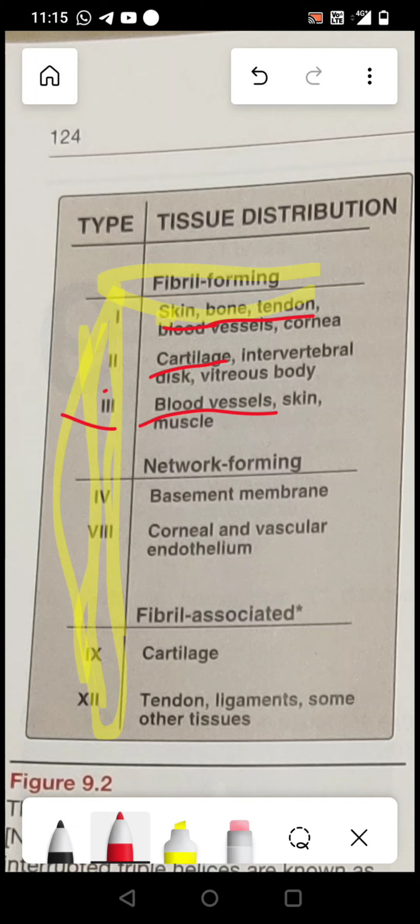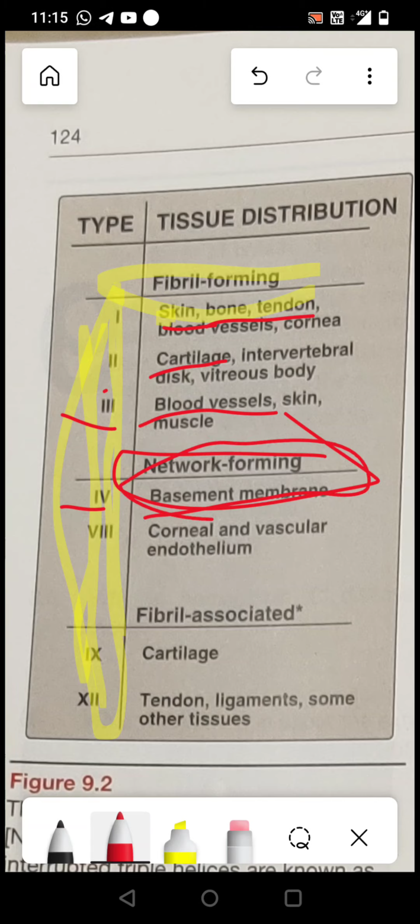Then you come to network forming, those that form a network, obviously giving greater integrity. Type 4 is the basement membrane, over which other cells are present. So it is like a network over which other cells sit. The basement membrane mainly consists of type 4 collagen. After 4 you don't have to remember 5 and 6, directly go to 8. 4 and 8 are network forming.